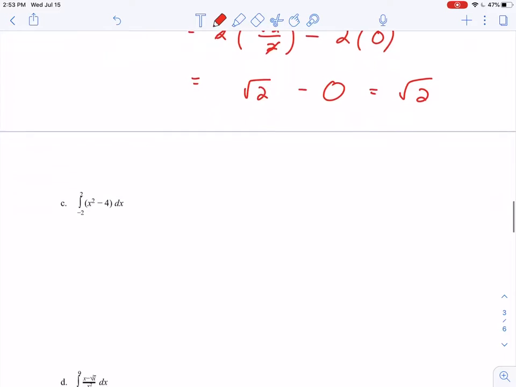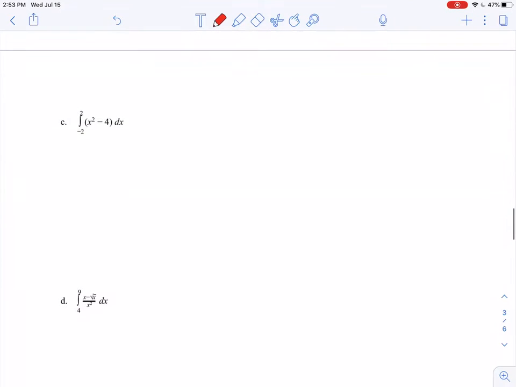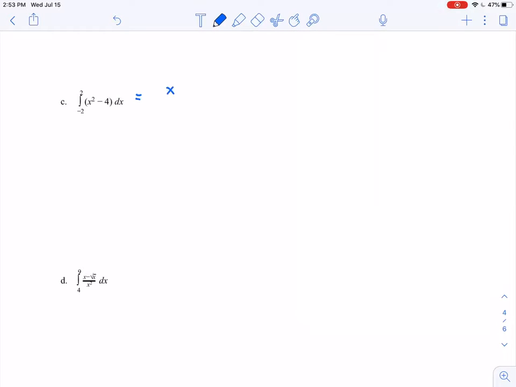Look at a few more here. So next up, I have the definite integral from -2 to +2 of x squared minus 4 dx. So let's see. First, I need to find my antiderivative. So add 1 to the power, x to the 3, divide by my new power of 3. Minus here, I should have 4x, evaluated at -2 and +2.